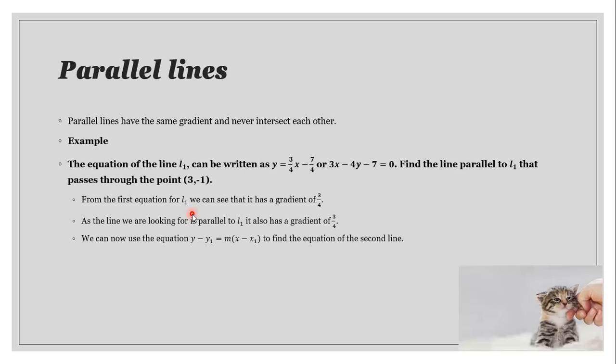We can now use the equation y minus y1 equals m lots of x minus x1 to find the equation of the second line, because we have coordinates. So y minus minus 1 is going to be equal to 3/4 of x minus 3, which is the same as y plus 1 being equal to 3/4 x minus 9 over 4. And then if you minus 1 on both sides, you get y is equal to 3/4 x minus 13 over 4. So it's that simple. Parallel lines, real easy. Just got to remember, same gradient and go from there.